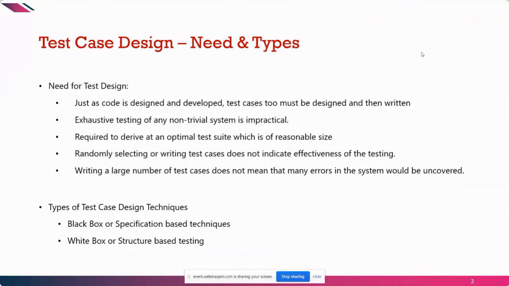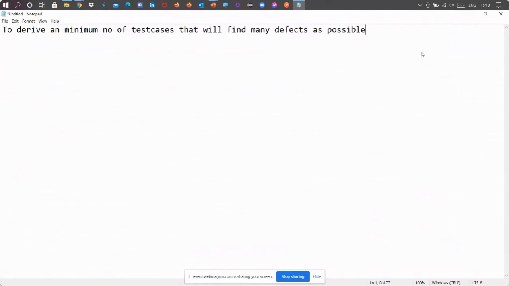Randomly selecting or writing test cases does not indicate the effectiveness of software testing, and writing a large number of test cases does not mean that many errors in the system will be detected. So we need to design the test to derive the minimum number of test cases that will find as many defects as possible. That is the reason for designing the test cases.